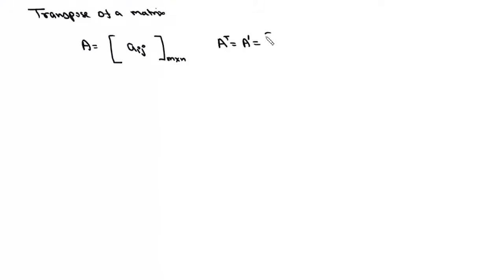Now the next one is the transpose of a matrix. If we have any matrix A which is M cross N and characterized by Aij, then we write the transpose of A as either A transpose or A dash, and this matrix will be formed by interchanging rows and columns of A. So if we interchange rows and columns, it will become its transpose matrix. Its order will be N cross M, and element ij will now become element ji.